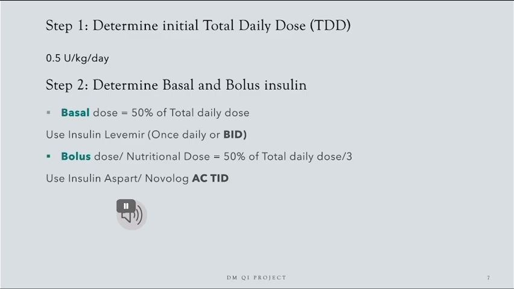Step 1 is to determine the total daily dose by using the formula 0.5 units per kilogram per day. Step 2 is to determine basal and bolus insulin. The basal dose is equal to 50% of the total daily dose. We usually use insulin Levemir once or twice daily. The bolus dose or nutritional dose is 50% of the total daily dose divided into 3. We use insulin aspart before meals 3 times a day.